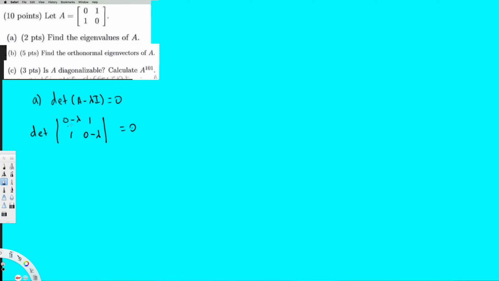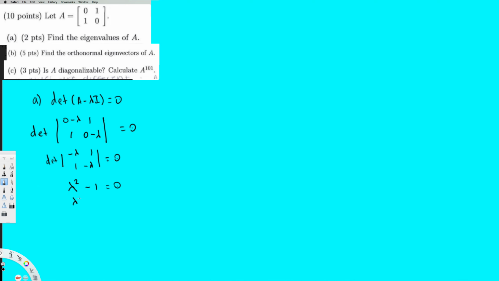If I want to find the determinant, let's simplify further. So this is going to be minus lambda, 1, 1, minus lambda. The determinant equals 0. Now I can find the determinant. Since this is a 2 by 2 matrix, I can find the determinant by doing AD minus BC. So AD is going to be lambda squared, minus BC is going to be minus 1, equal to 0.